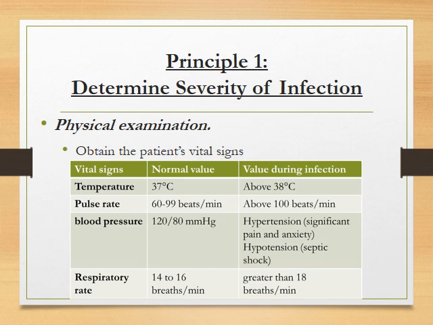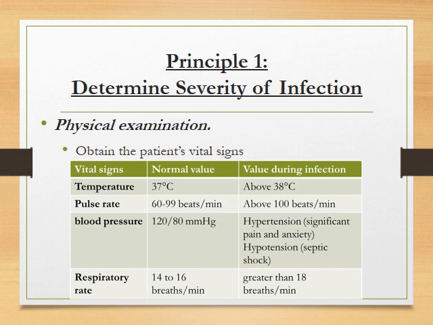The least vital sign affected by the infection is the blood pressure. But it is important in patients complaining of hypertension. When I measure the blood pressure of a patient with hypertension, I see it's more elevated than usual due to the significant pain and anxiety. Sometimes when I do the blood pressure measurement, I see hypotension, a decrease in the blood pressure. Why? Due to septic shock. This is also an indication of a serious infection.